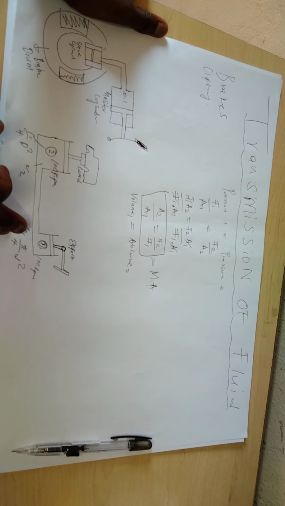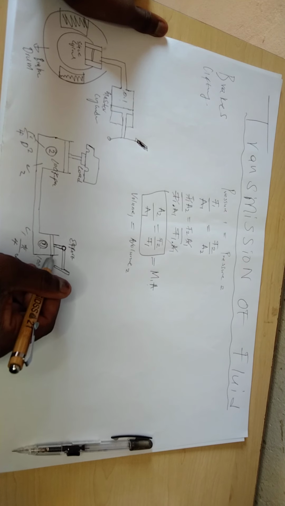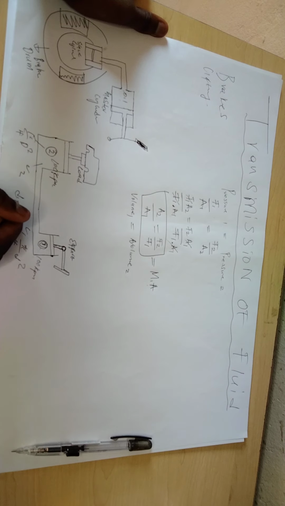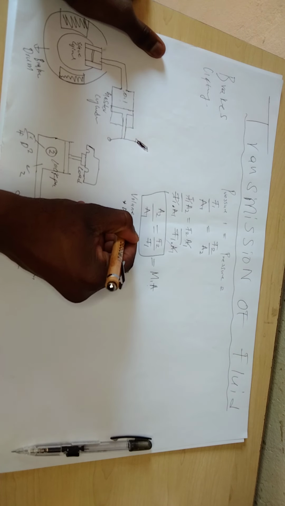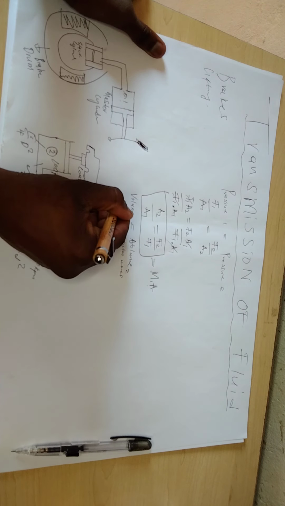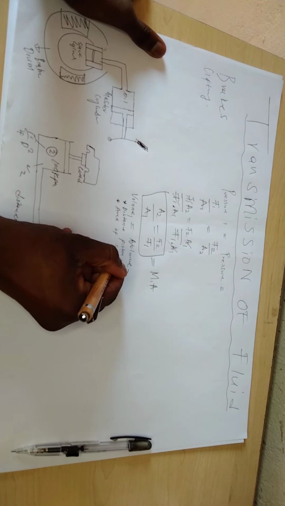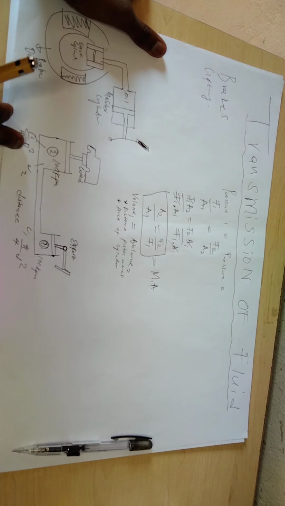The volume here and the volume here will be the same. So what is going to be the difference? The difference is going to be the distance the piston moves and the area of the cylinder. These are the only two things that are going to be the difference, but the volumes here and here will be the same.